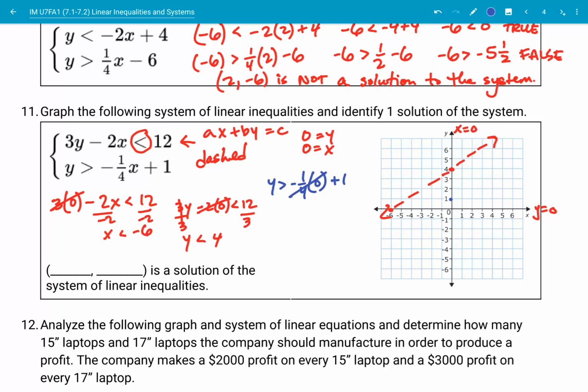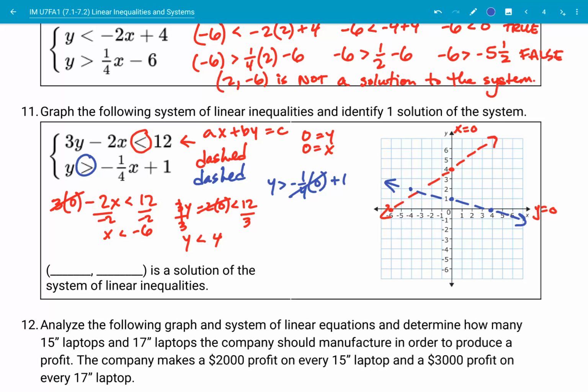So right here is one of my points, and now the slope is negative 1/4, which means I go down 1 and over 4. Or I go to the left 4, 1, 2, 3, 4, and up 1. This is also a greater than sign, which means I use a dashed line. So I'm going to draw dashed lines through these points.